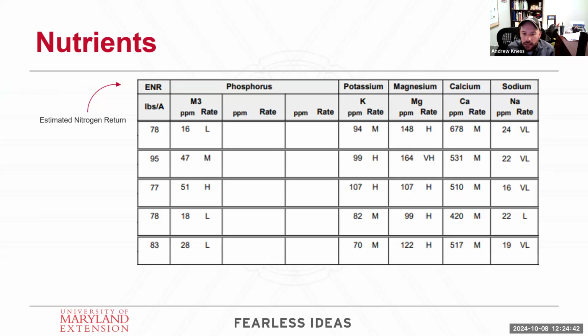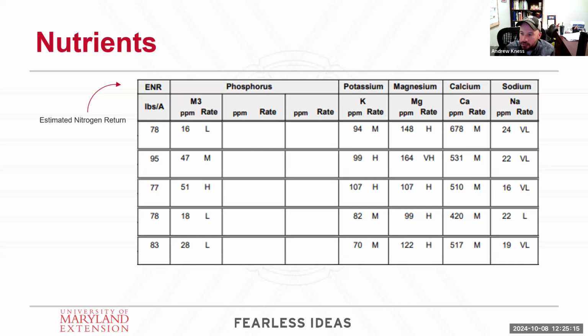You'll also notice this column here in the Waypoint report called ENR. Some labs will have this. This is your estimated nitrogen return expressed in pounds per acre. So what they're doing is telling you over the course of the growing season, you can expect roughly 78 pounds of nitrogen per acre to be released out of that soil to your crop, and 95 for the second one, 77, and so forth.